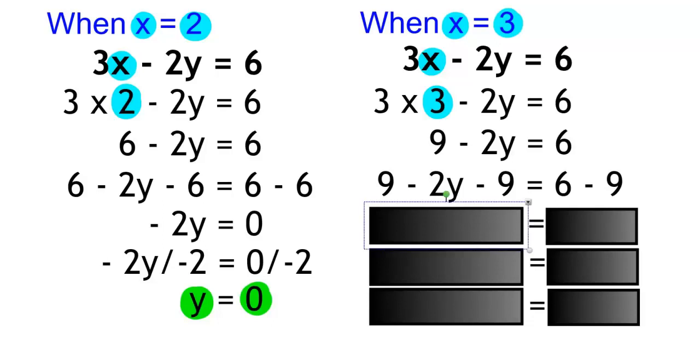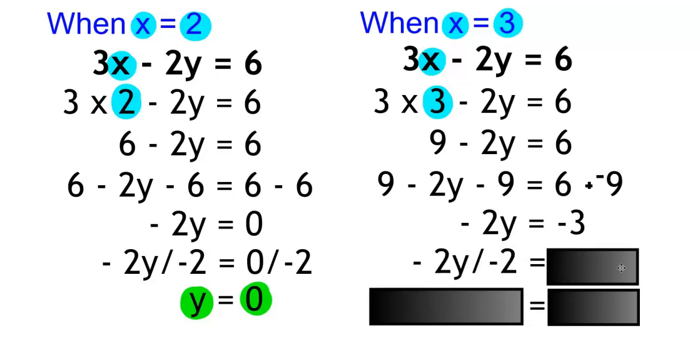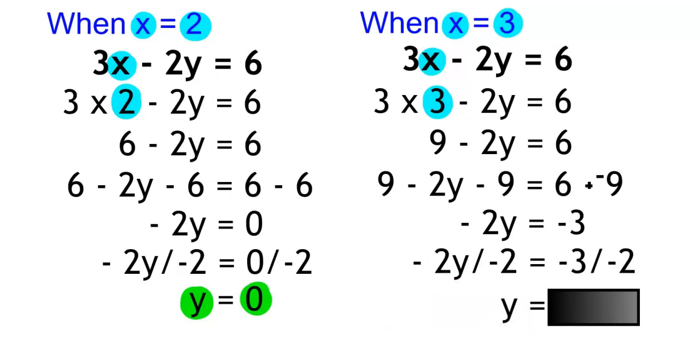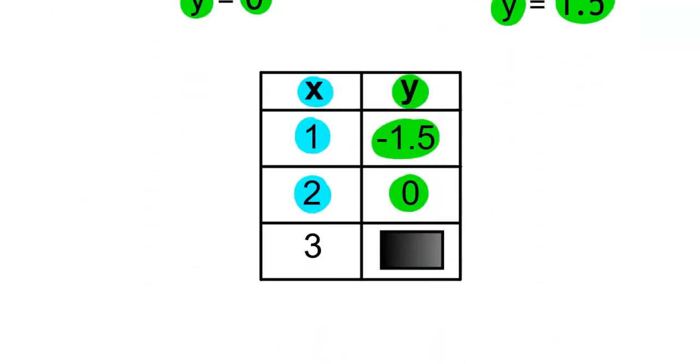The 9's will cancel, leaving us with negative 2y. On the right-hand side, we're going to add the opposite. So it will be 6 plus negative 9. 6 plus negative 9 is negative 3. Next step, to remove the negative 2 times y, we divide by negative 2. So divide the right-hand side by negative 2 as well. The negative 2's will cancel, leaving us with y. And negative 3 divided by negative 2 is 1.5. So when x is equal to 3, y is equal to 1.5. Put that in the chart.